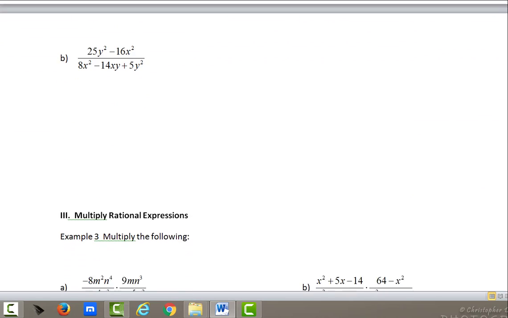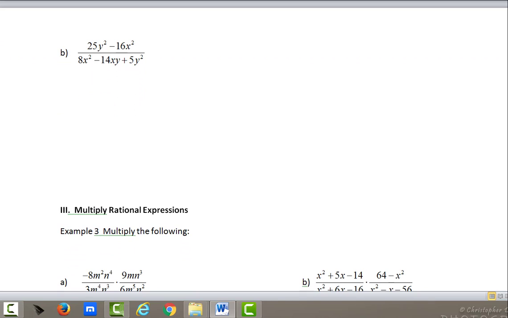Right, we've got one more where the factoring is a little more complicated, and we're going to have to deal with some factors that are opposites of each other in this one. Let's go ahead and factor the numerator. It's the difference of two squares, so it's going to be 5y plus 4x times 5y minus 4x.